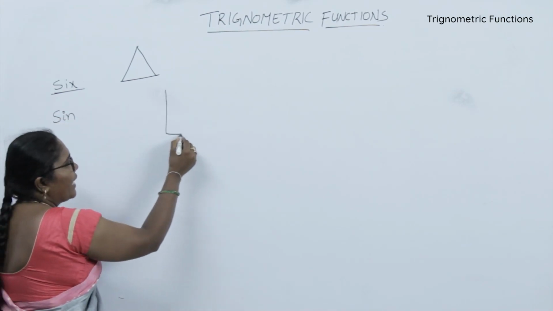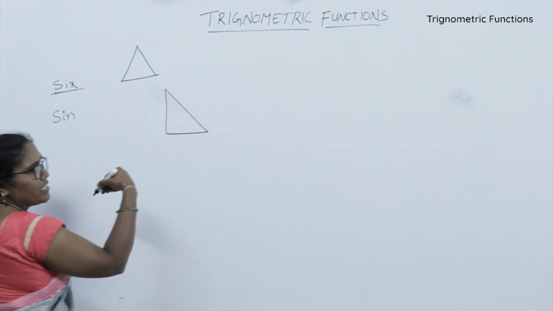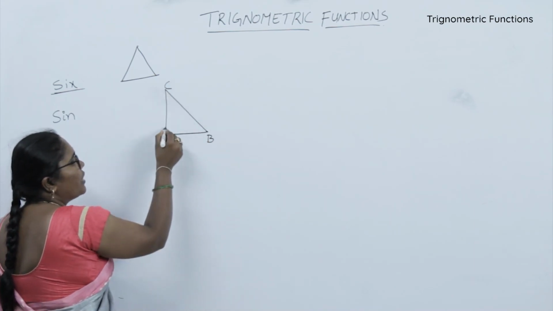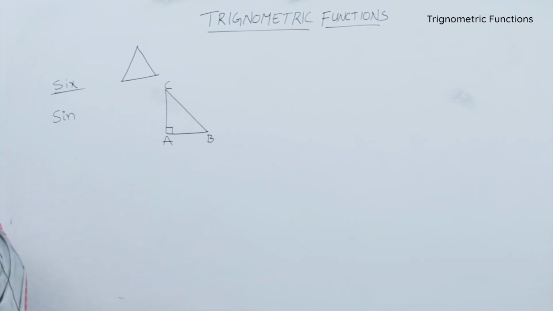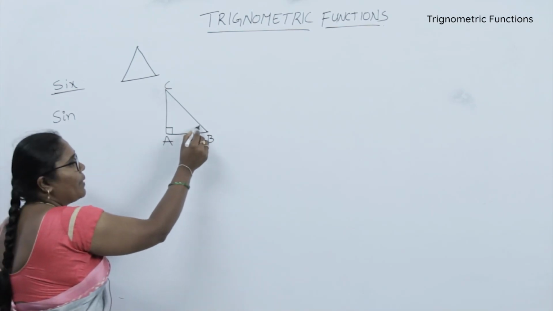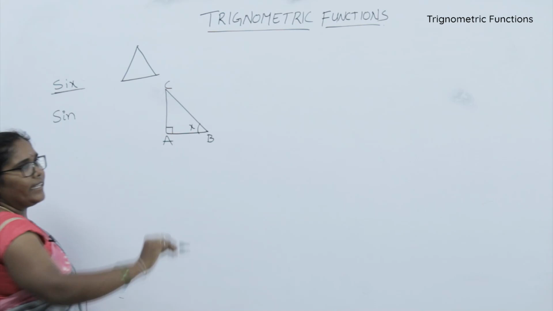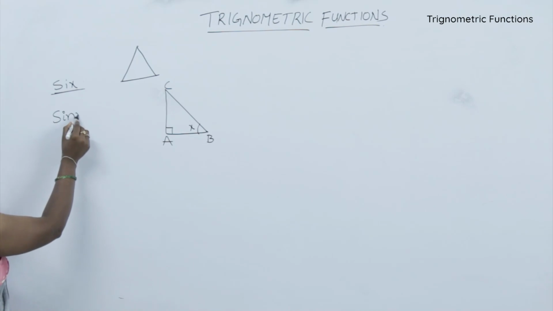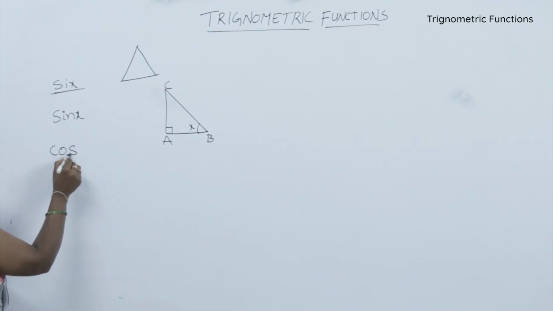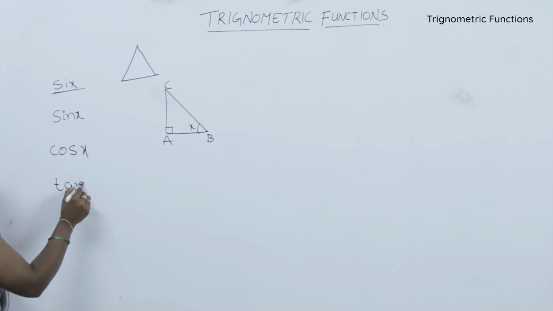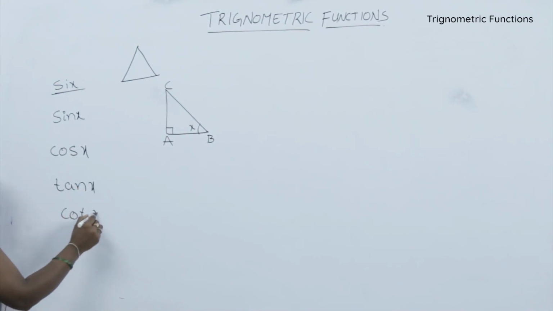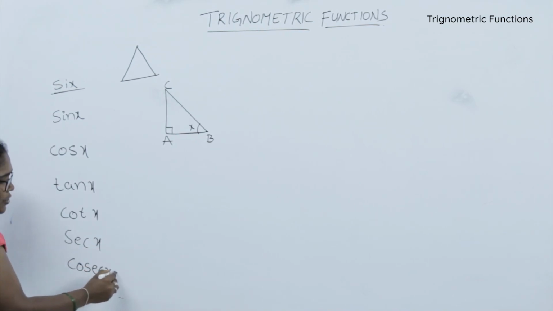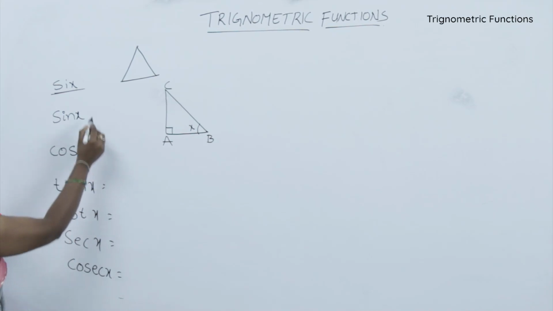If you take a right angled triangle, here I am writing the angles A, B and C. It is right angled at angle A, and I am taking the angle as X. So here the 6 trigonometric ratios are sin X, cos X, tan X, cot X, secant X and cosecant X. You already know the definitions of these 6 trigonometric functions.